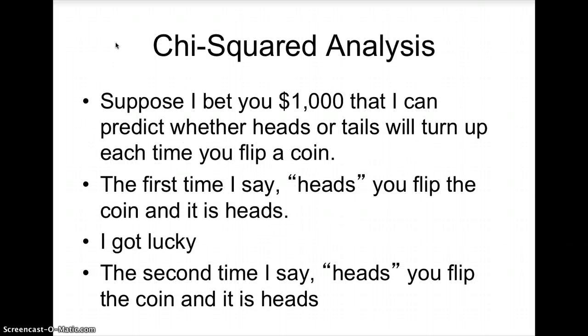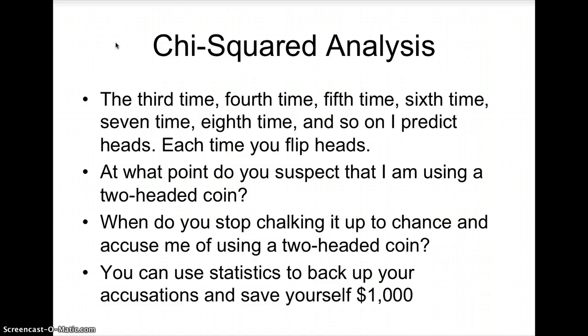So let's suppose that I say I bet you $1,000 that every time I flip a coin, I can get it to predict whether it's going to be heads or tails. And so let's say you say, okay, $1,000. The first time I say heads and I flip the coin and it lands on heads. Okay, so I got lucky. Second time I say it's going to be heads, flip the coin and it's heads. The third, fourth, fifth, and so on. Eventually you're going to have to suspect I'm using a two-headed coin.